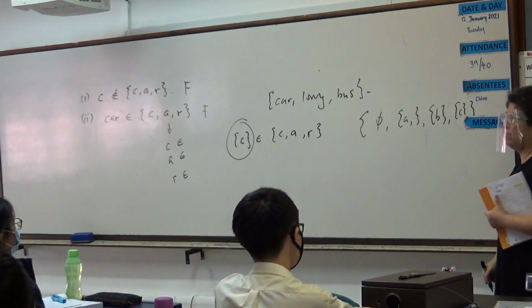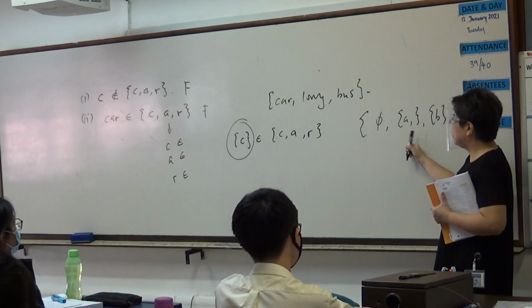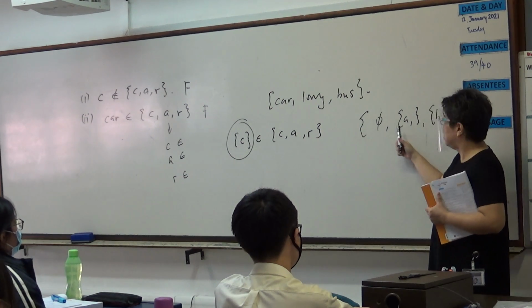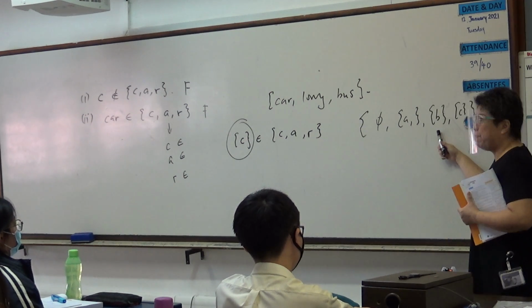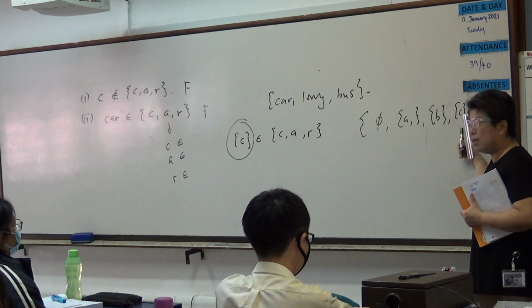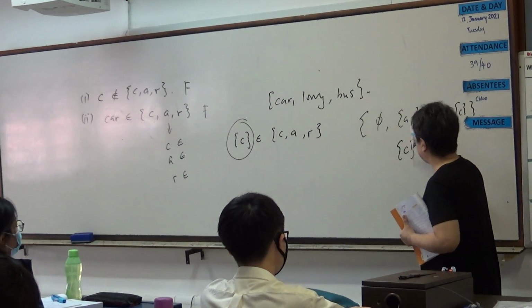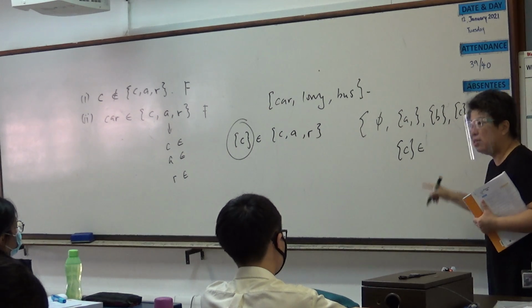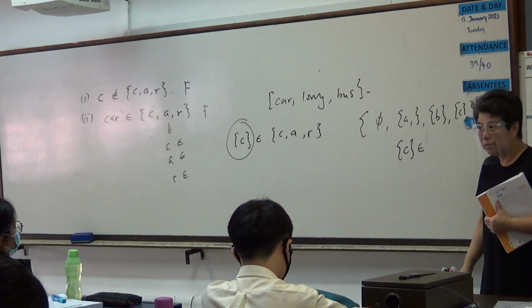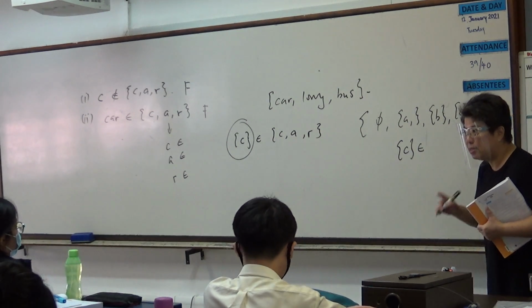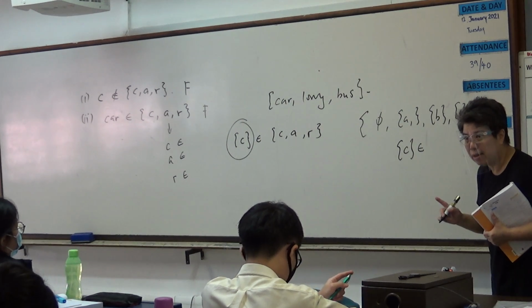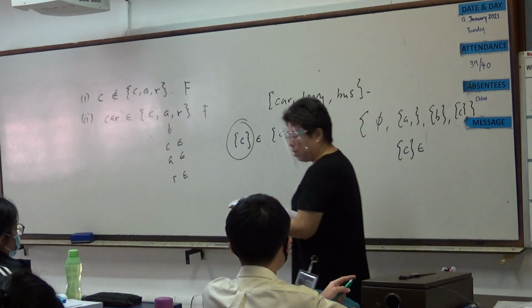What does this mean if I have this set? This set consists of the null set, the set A, the set B, and the set C. So if I say C is a set of this, is an element of this one, is this correct? That is correct. Do you understand what I'm saying? It's a different story here. Okay, alright, good. Last part.